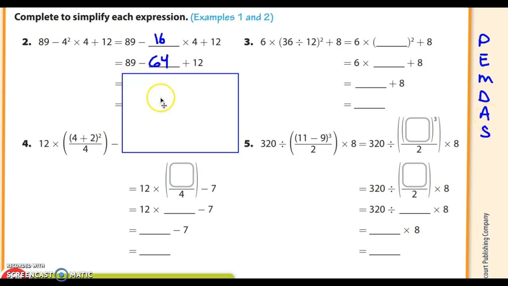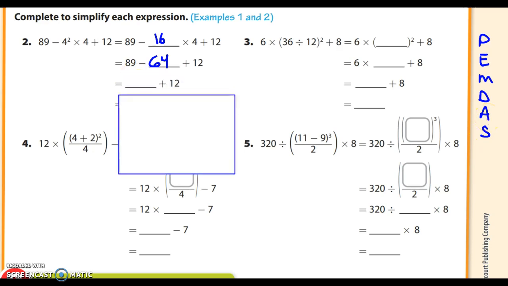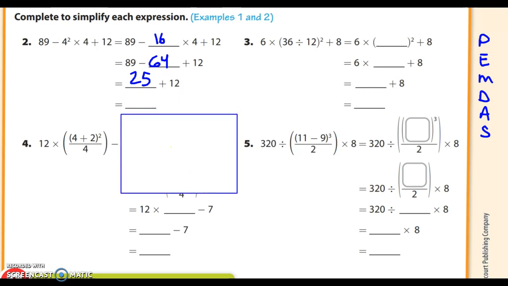So I'm actually going to do 89 minus 64 first. And 9 minus 4 is 5, and 8 minus 6 is 2, so it's 25. And then my last one, I just need to add 12. 25 and 12 is 37. Now, if you don't like all this, and you want to do this on your paper, and if you come up with 37, that's fine.